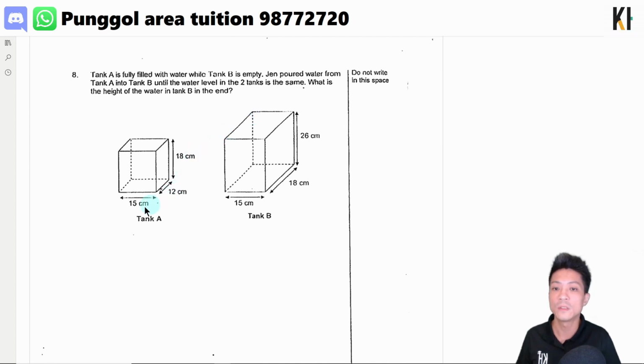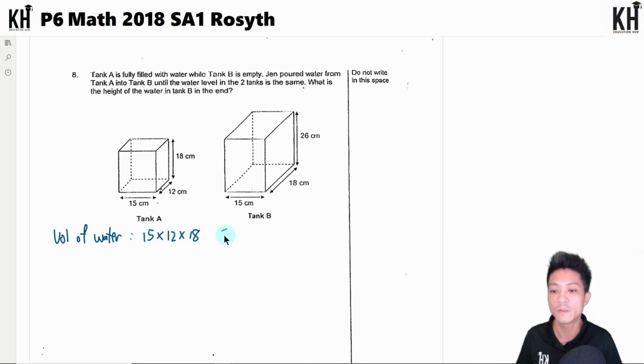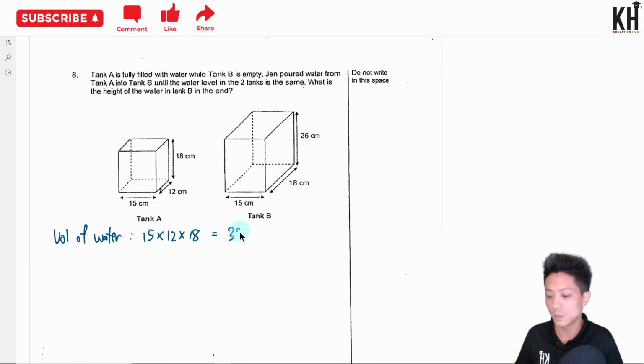For this question, the first thing that I need to find is the volume of water. It'll be 15 times 12 times 18, and that will give me 3,240 cubic cm.